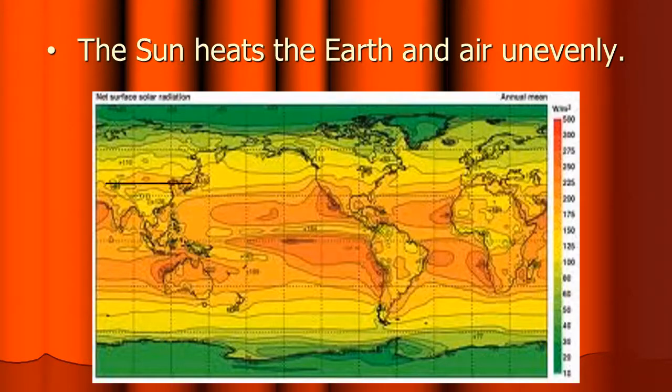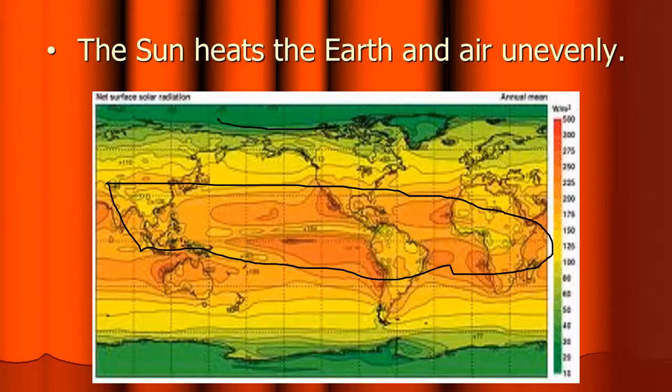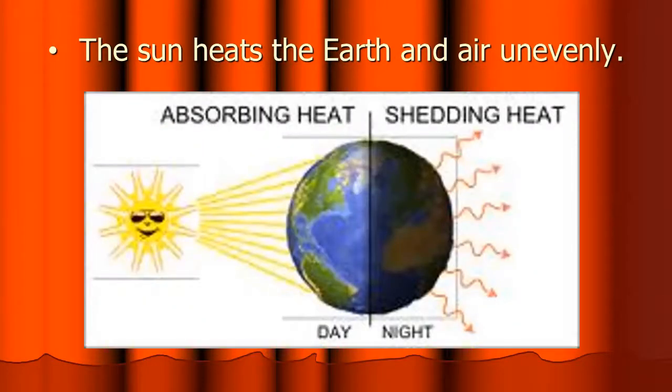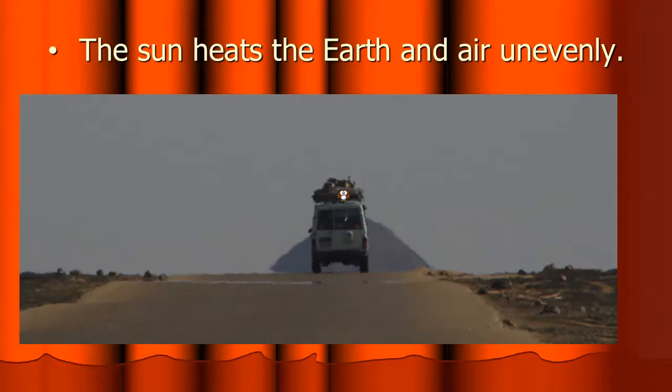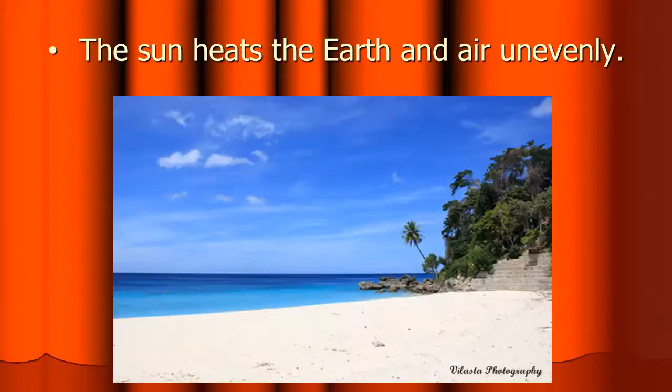You can see here that on a large scale, the sun heats the earth up more at the equator and less at the poles. So that's one example of that. Another example is day and night. The sun heats the earth up on the day side, and it doesn't heat the earth up on the night side. Another example is the difference between a hot street and a cool lawn, something like that.